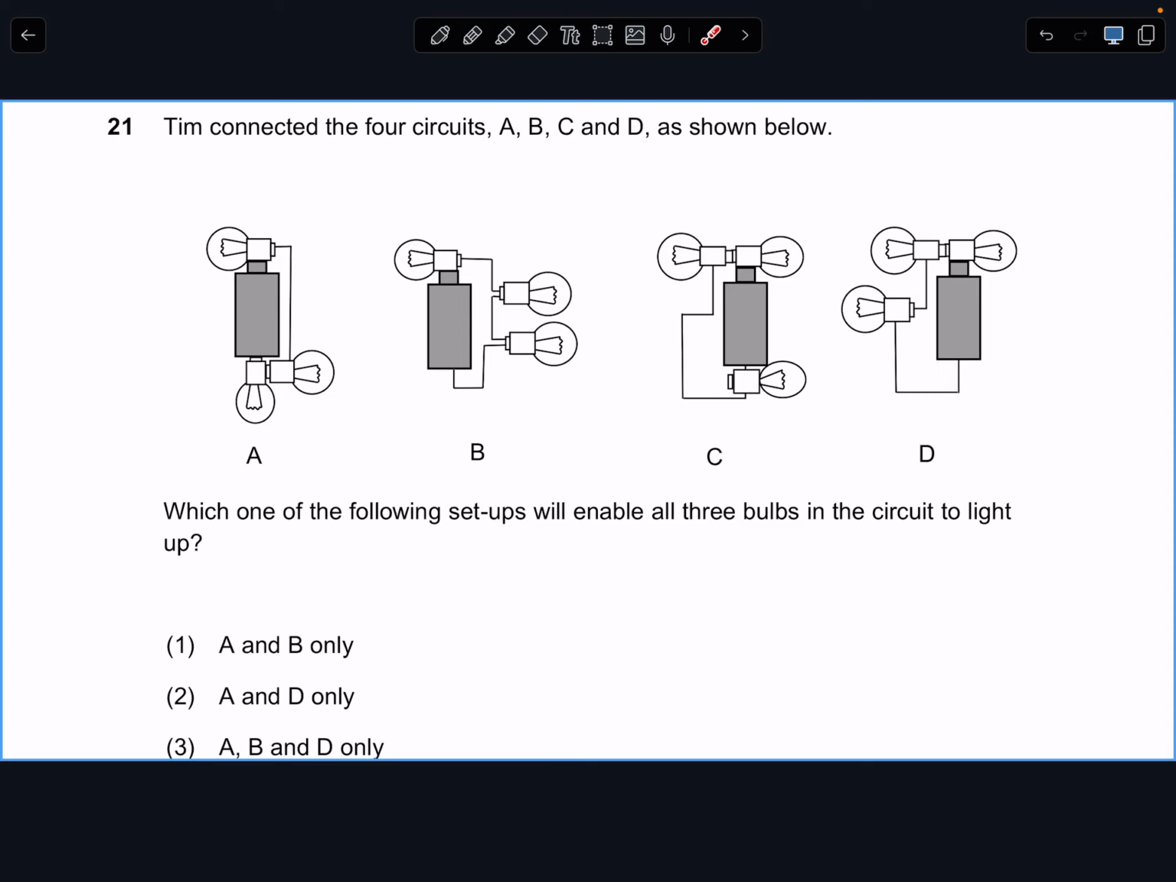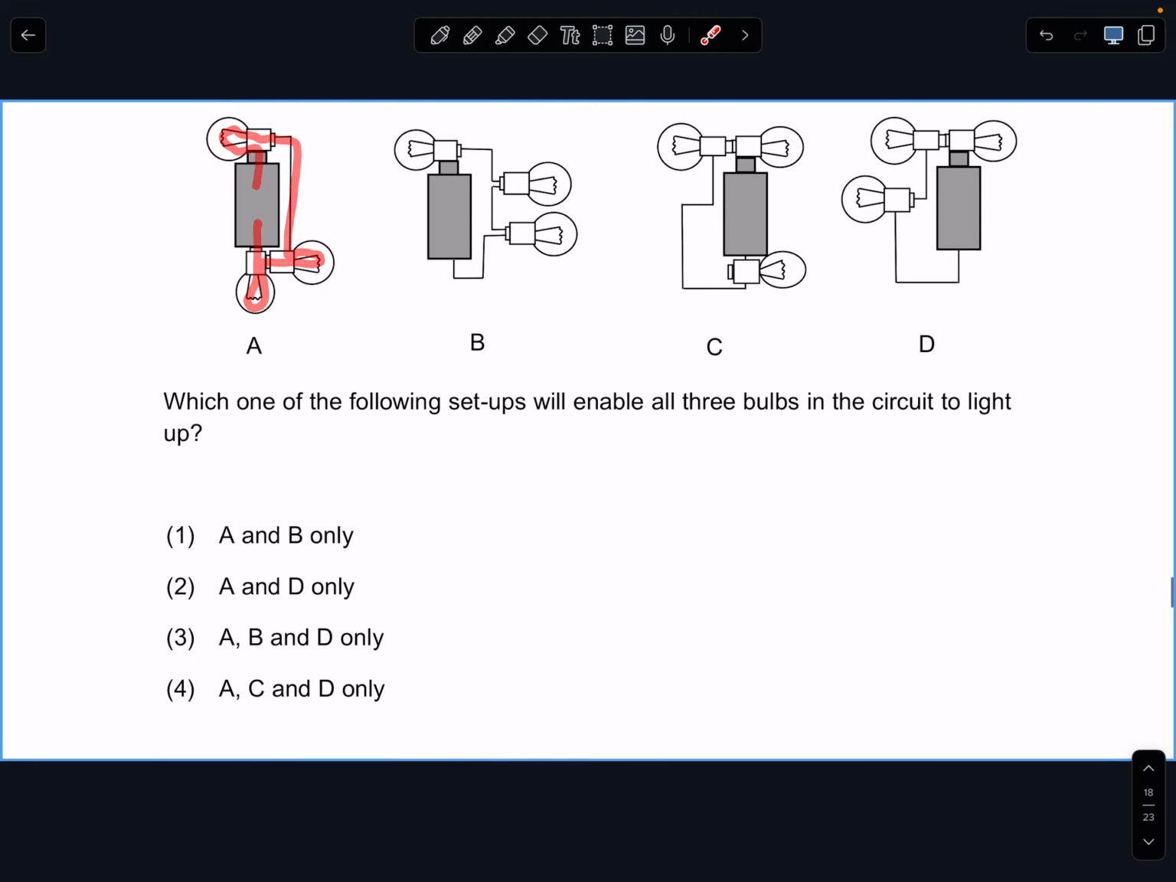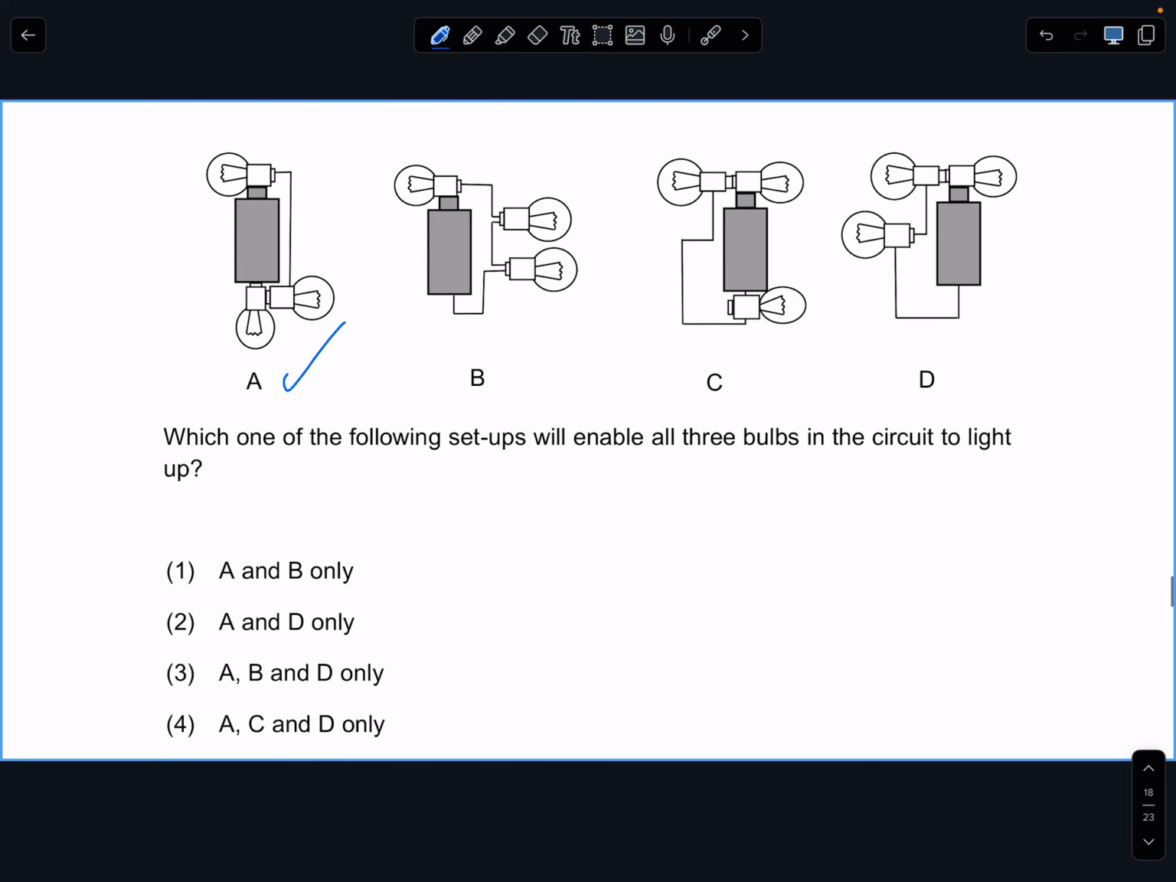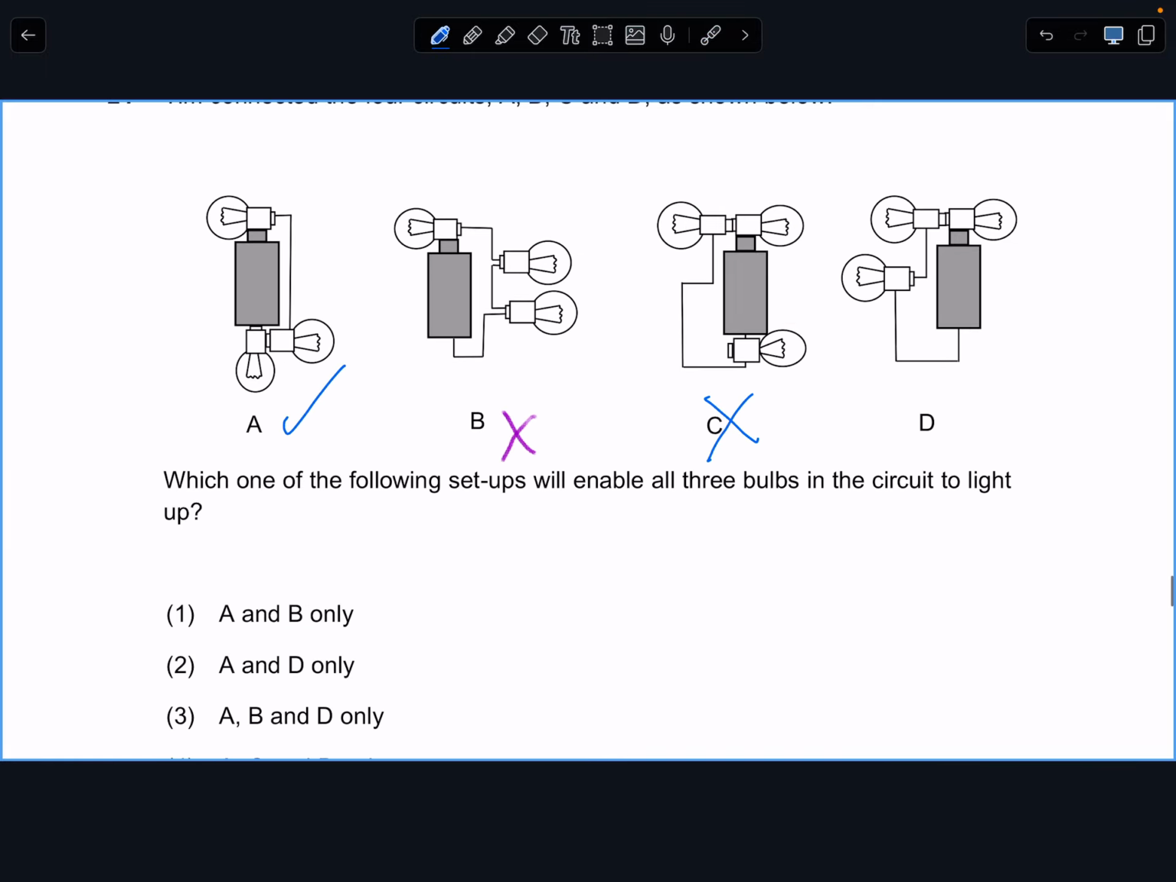Now, trace again. Positive, sideways, here, and here. So A is plausible. Now we look at B. Trace. This one cannot already. Can you see it both comes out from the tip? This one? Cannot. This one both come out from the tip. Okay, the last one. Can. D is possible. So answer is 2.